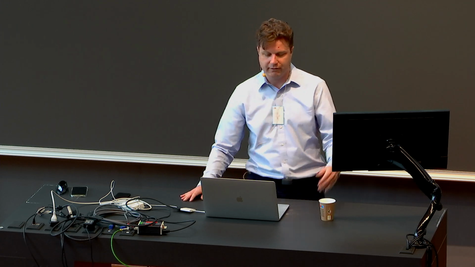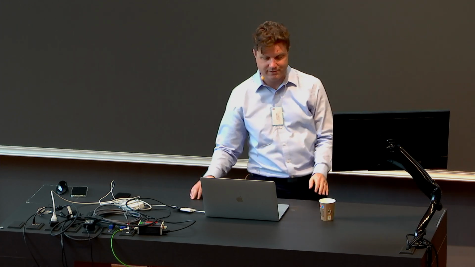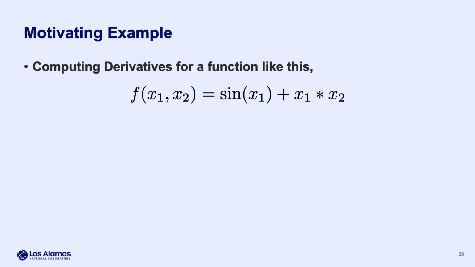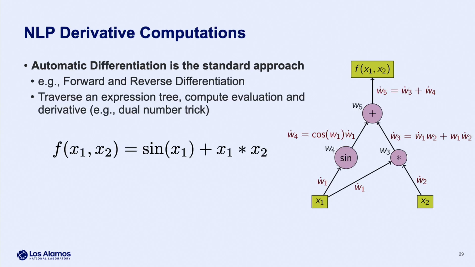Essentially, I'm just going to use a toy function because the AC ones are kind of big and gnarly, and you can understand it from this simple example. Imagine you want to compute derivatives of this function, a product of two variables plus a sine. The default implementation is a thing called automatic differentiation, either in a forward or reverse direction.